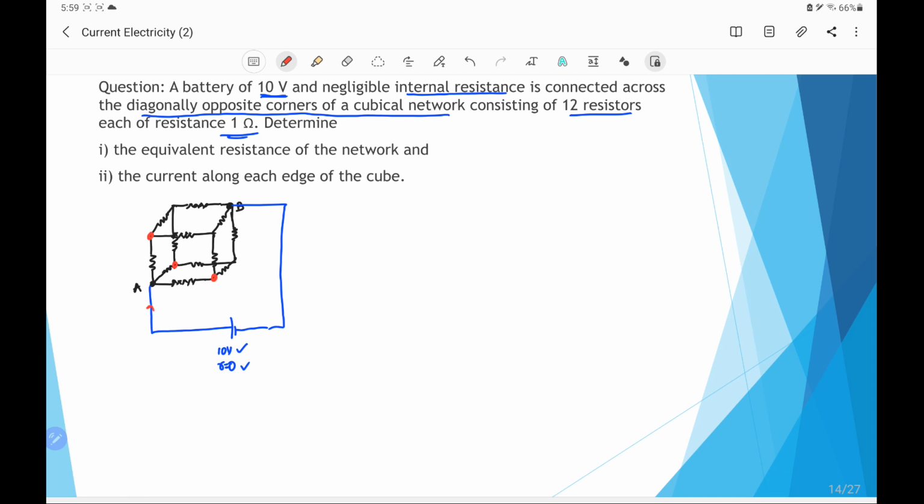If the current entering at A is 3I, by symmetry this current will be equally divided in 3 branches, and these currents will be I, I, and I. So we can say that corners C, D and E are at the same potential. That means we can equivalently draw this figure with terminal A and another terminal, which is C or D or E, and between these two terminals there are 3 resistances connected in parallel.